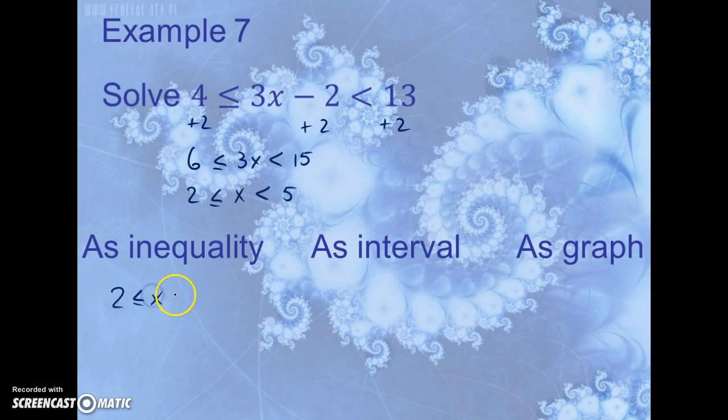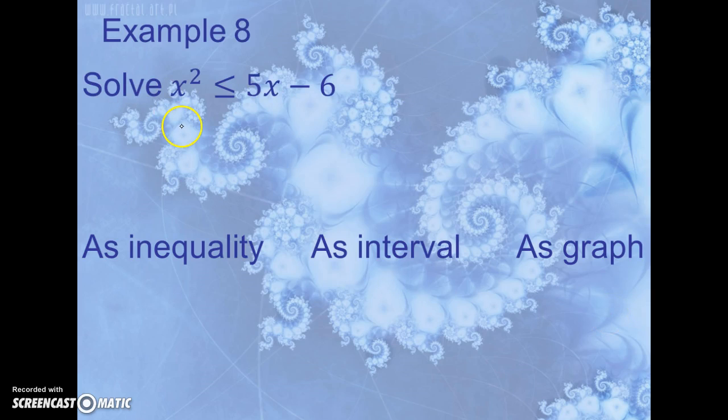So x is anything in that window. As an interval, I'd put a bracket on 2 because I want to include it. I'd go up to but not including 5. As a graph, because I don't have a squared, this is just a straight number line. And basically I'm going to say, beginning at 2, with a shaded circle, I want to go up to but not including 5 with an open circle.